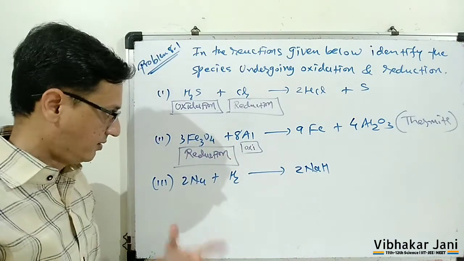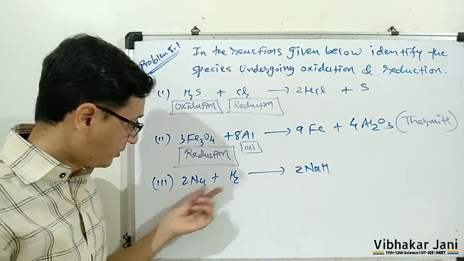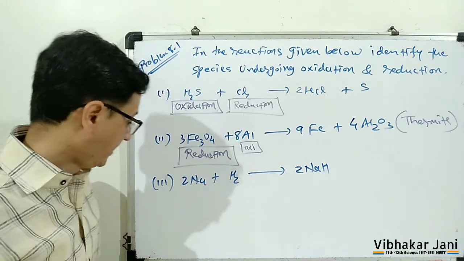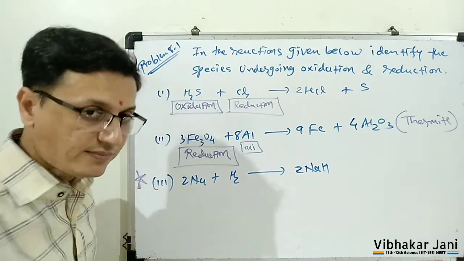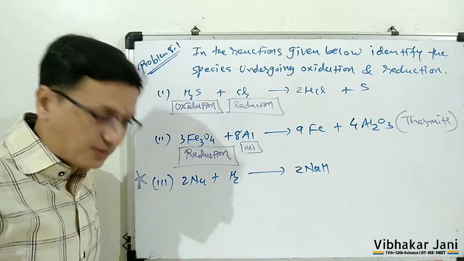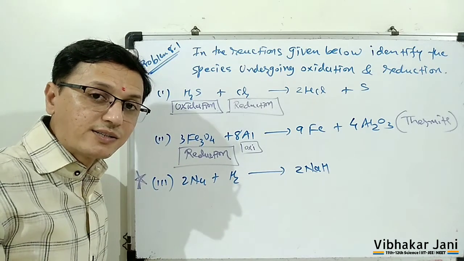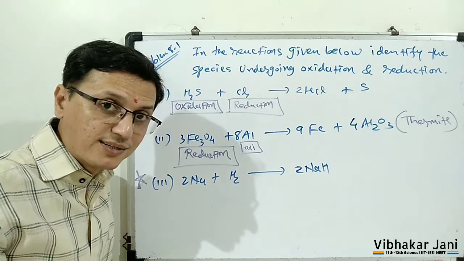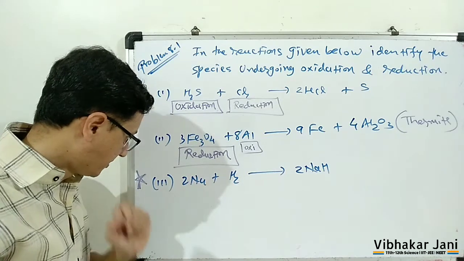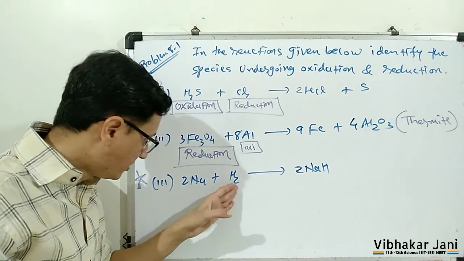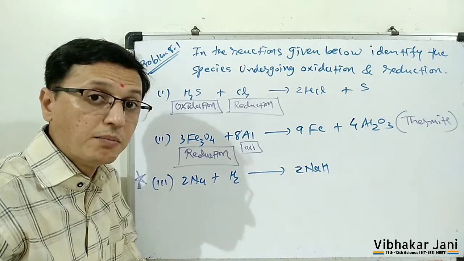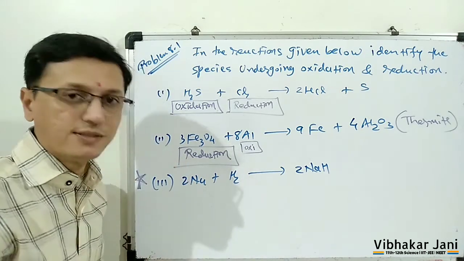Okay, now let us see the third and last reaction. 2Na plus H2 gives 2NaH. Now, this is a very important reaction. As we know, when hydrogen attaches, then the substance is said to have reduction. Here hydrogen is attaching with sodium. So if hydrogen is attached with sodium, then we have to say that sodium is having reduction. But it is not correct in this case.